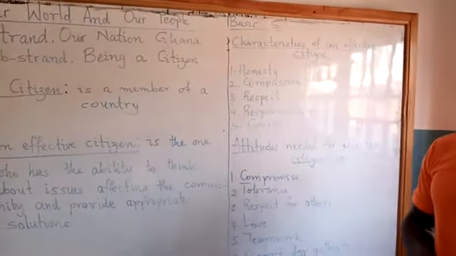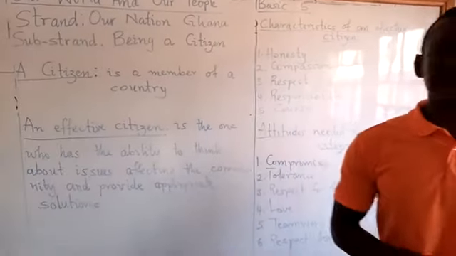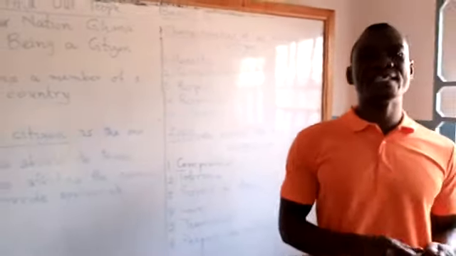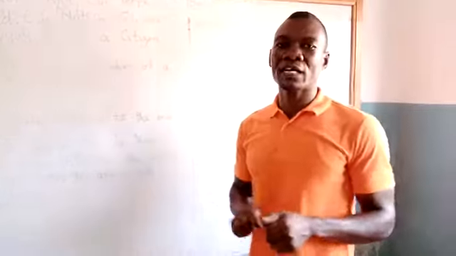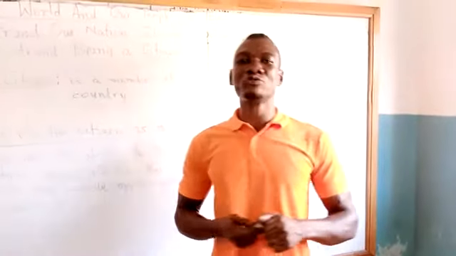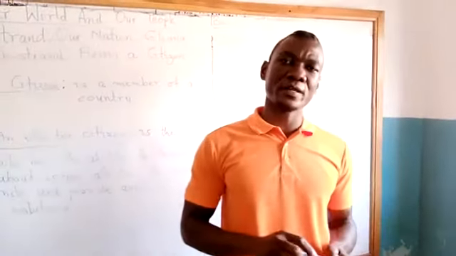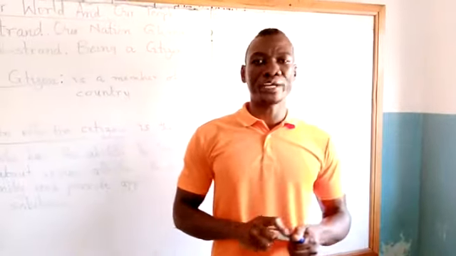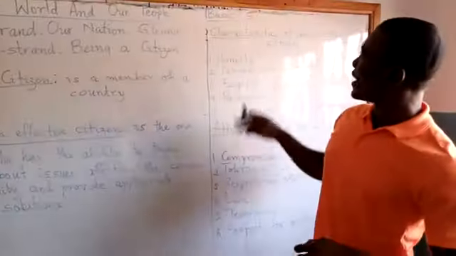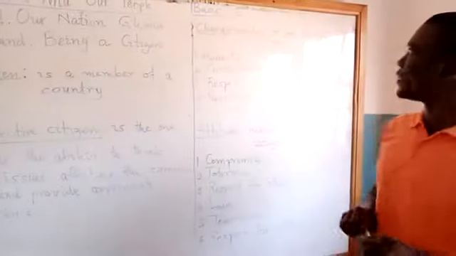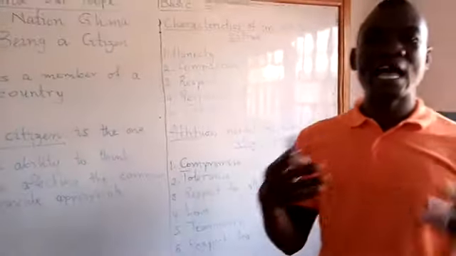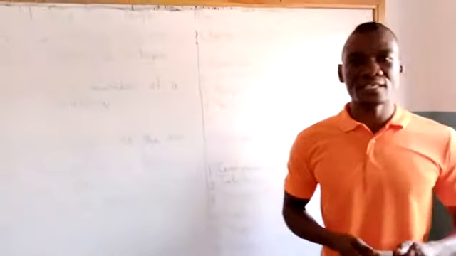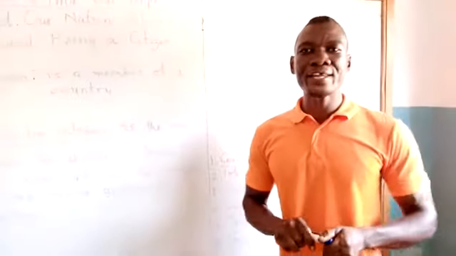Now, being an effective citizen, as we have mentioned already, is what is desired of every citizen of a country, because no country would like to have criminals. No country would like to have lawbreakers. And there are some characteristics that we are going to look at that every effective citizen should have. Are you ready? Let's go.